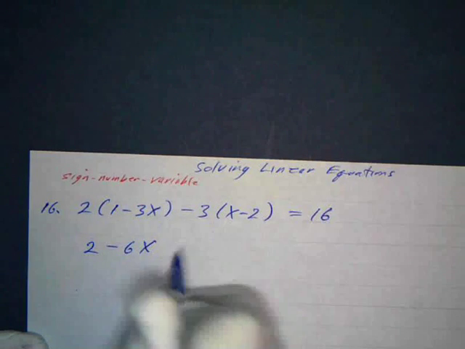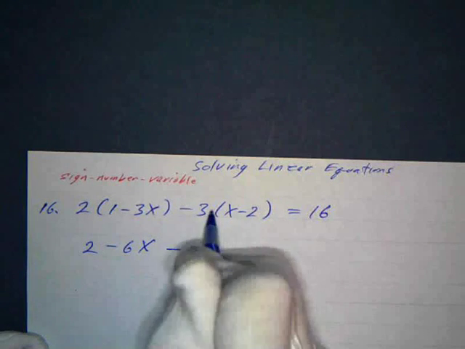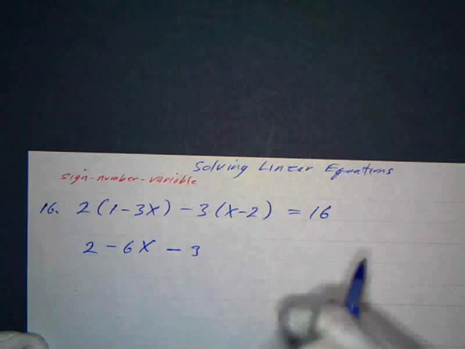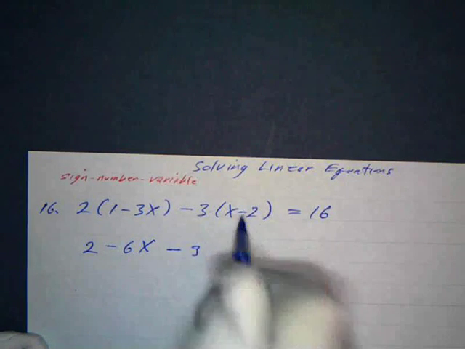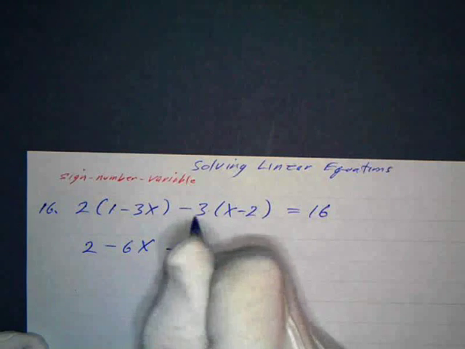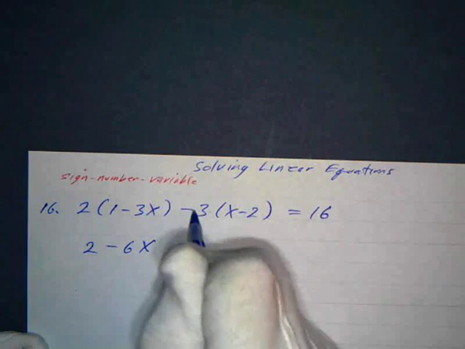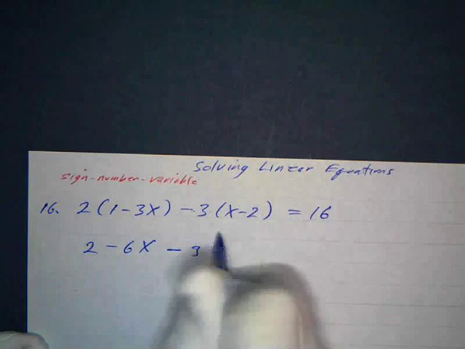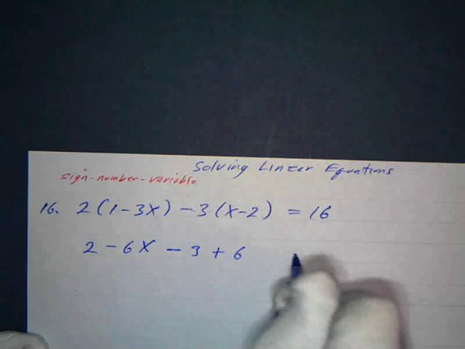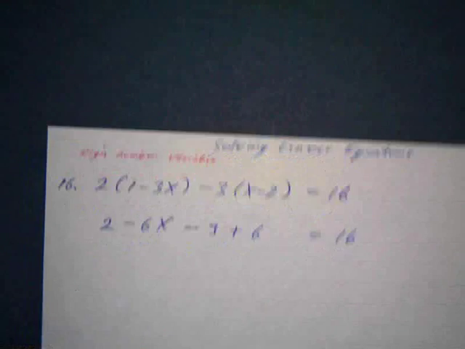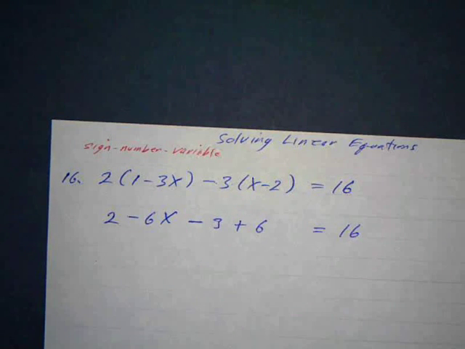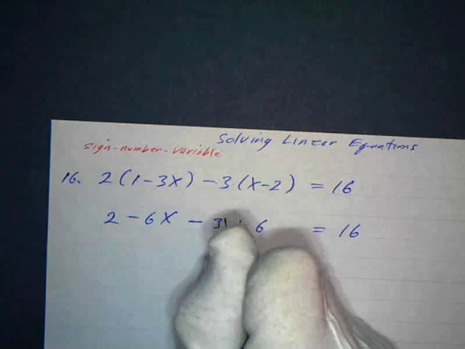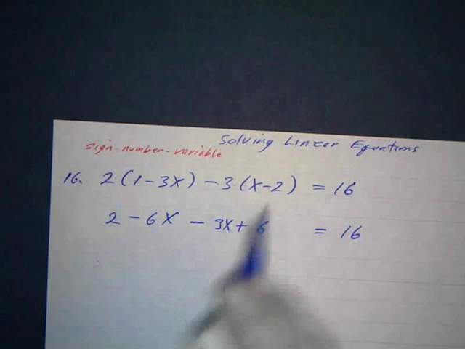And the same thing over here. A negative times a positive is a negative, so there's my sign. 3 times x is 3x. And a negative times a negative is a positive. So negative times a positive is a negative. A negative times a negative is a positive. And 3 times 2 is 6. And that equals 16. So I've got, oh, this is 3x, pardon me. A negative 3 times x is negative 3x.